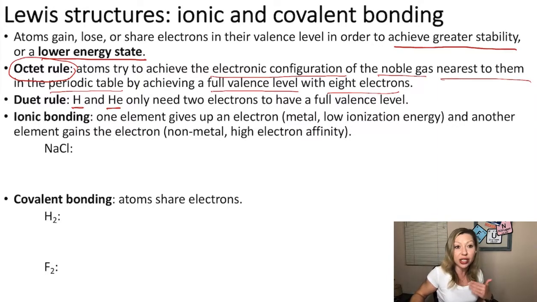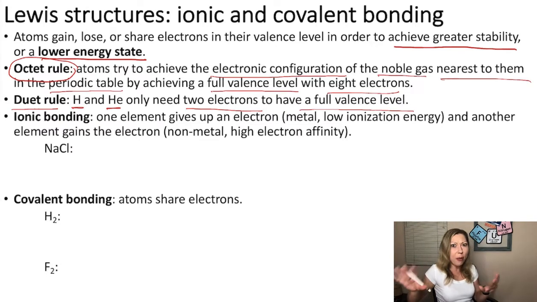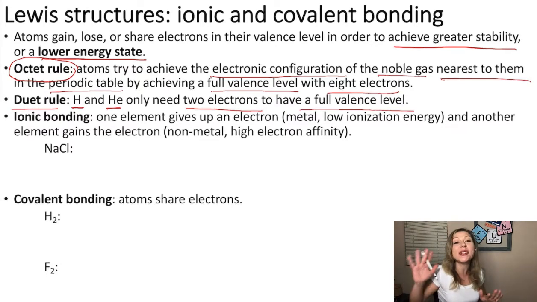So for hydrogen and helium, we are going to have a duet rule. We only need 2 electrons to have a full valence level. Okay, I hope it makes sense so far. So what happens in ionic bonding?